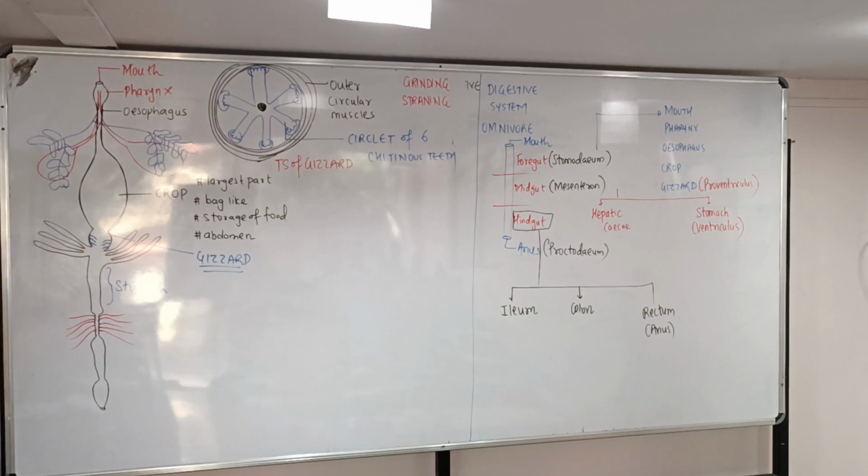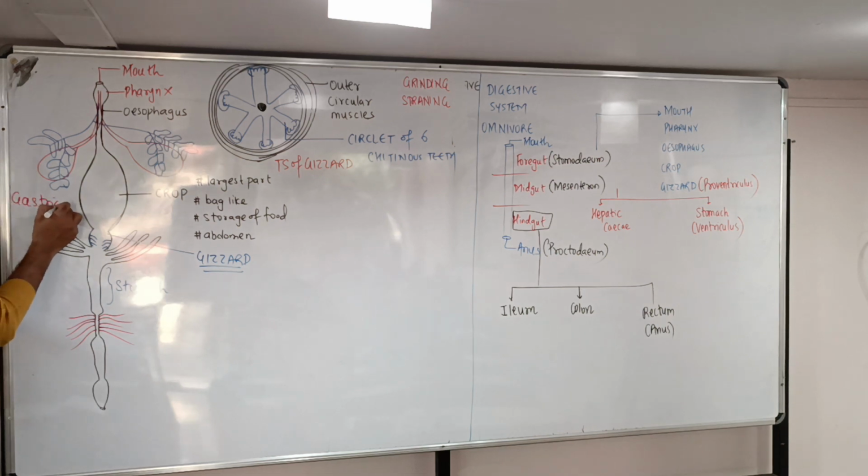They secrete enzymes that help in the process of digestion. And these are called hepatic caeca, or they are also known as gastric caeca. Then another name is gastric caeca. There are about 6 to 8 in number. I have drawn how much? 6.